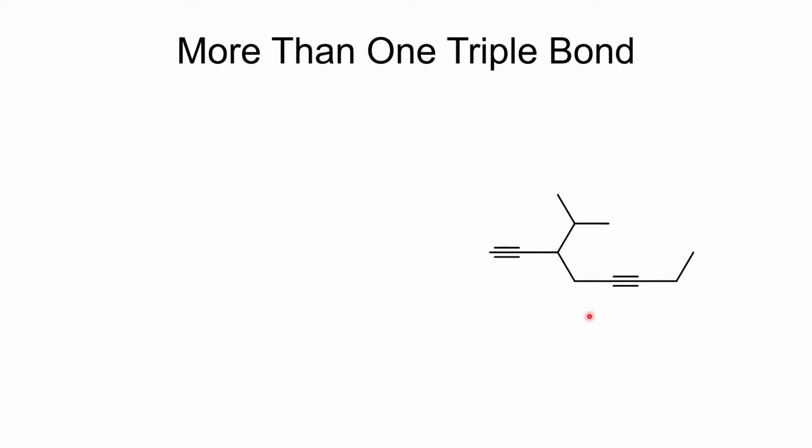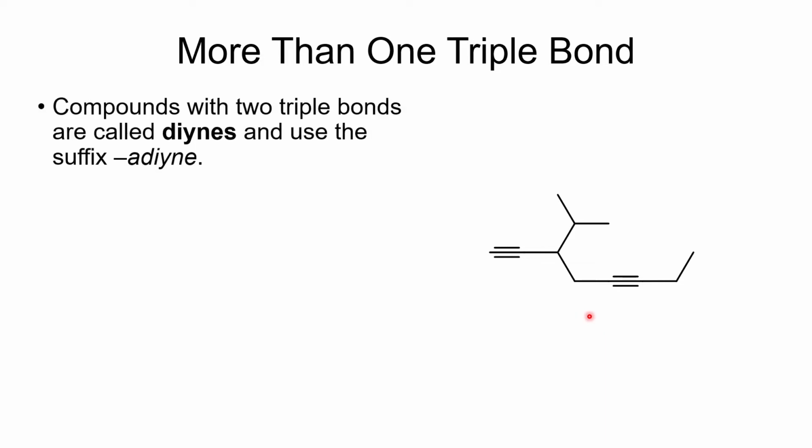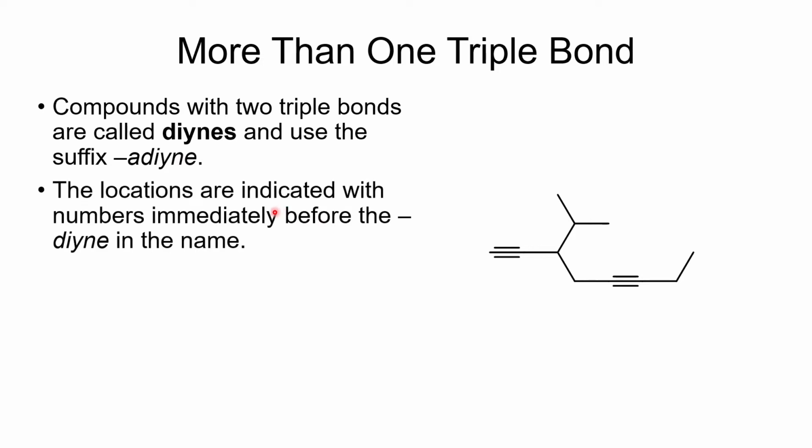If you have more than one triple bond, kind of like what we had with the double bonds in the previous chapter, we call those diynes. Instead of dienes, we call them diynes, and we use the suffix adiyne. Just like we did with the dienes, we called them adiene. When we're putting the locations, we put those locations immediately before the diene. So after the a, but before the diene, and that is just how we're supposed to do it.